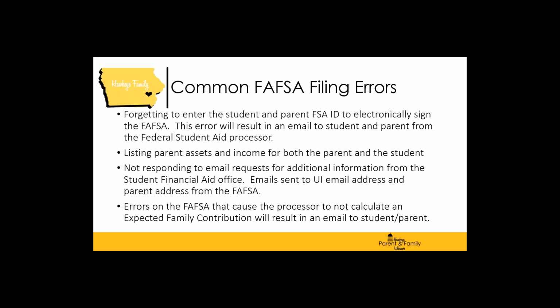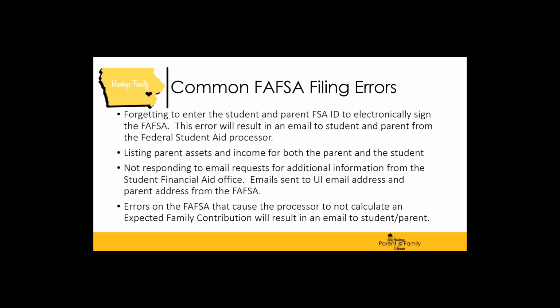There are some common errors that create problems for families when they're filing the FAFSA. I want to point those out in hopes that you won't have those happen to you. The first and biggest error is that somebody forgets to sign the FAFSA. Either the parent or the student forgets to enter that FSA ID. That error is going to result in the processor not being able to process the form, and so the family is right away going to get an email from the federal processor, and the processor is going to tell them that you need to go back in and sign it. So families need to be very mindful of emails and watch for them and then respond to them quickly.